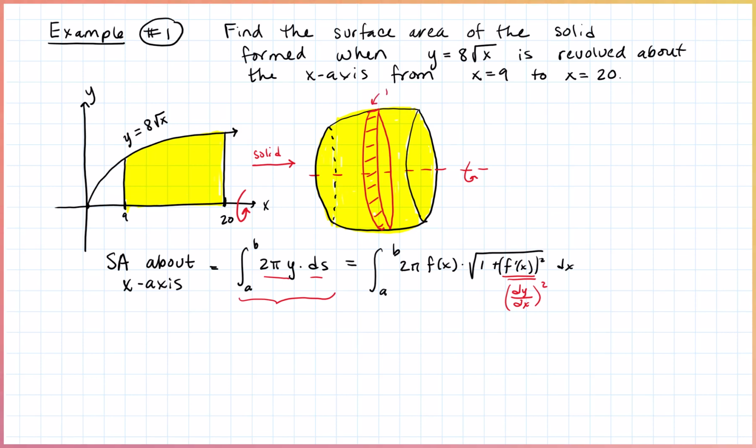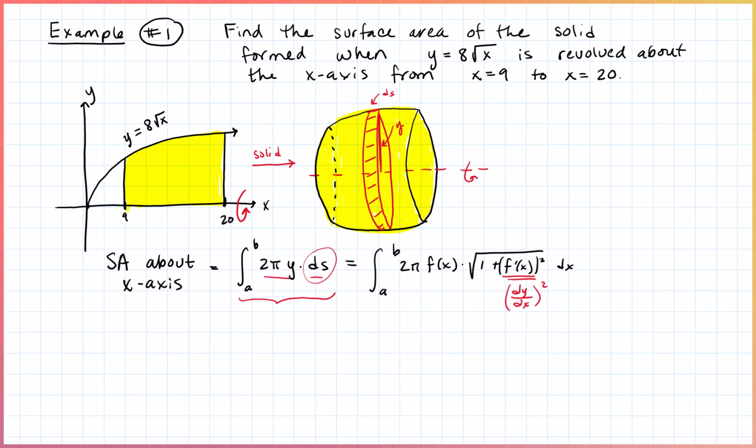So the width of the band is the ds, and the circumference is going to be 2 pi times the radius, and the radius of this band, because this height right here, this radius is y, is going to be 2 pi y ds. So that's one way to remember it, and then our ds comes out of that arc length formula. We've got that square root of 1 plus f prime of x squared, or dy dx squared. Okay, so that's our formula.